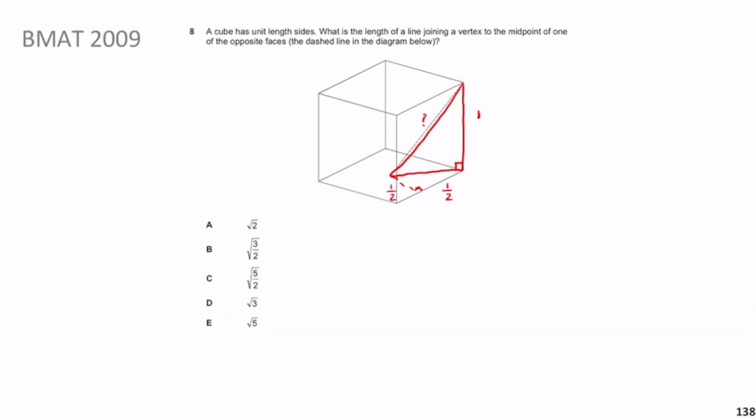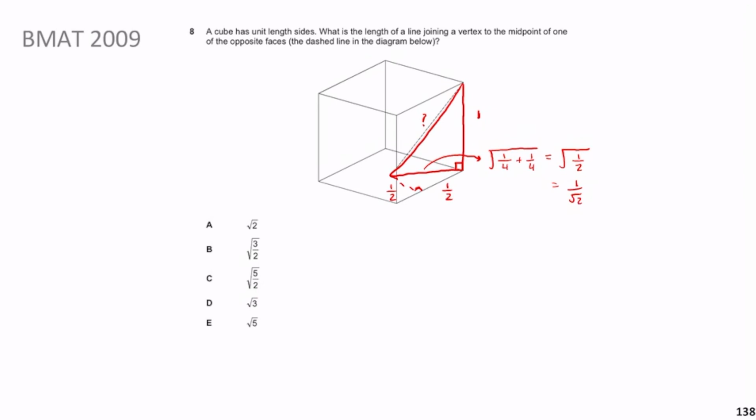And therefore, if you use Pythagoras' theorem, this length here is just going to be the square root of half squared, which is a quarter, plus another quarter, because that's a half squared again. The square root of that is going to be the square root of a half, which is going to be 1 over root 2. So that length there, guys, is 1 over root 2.